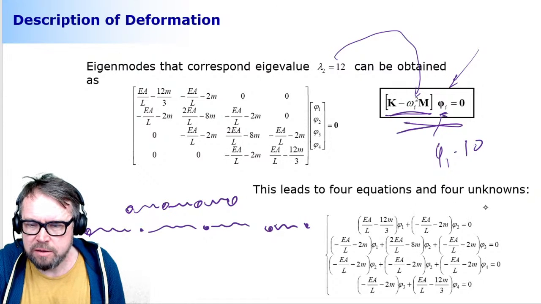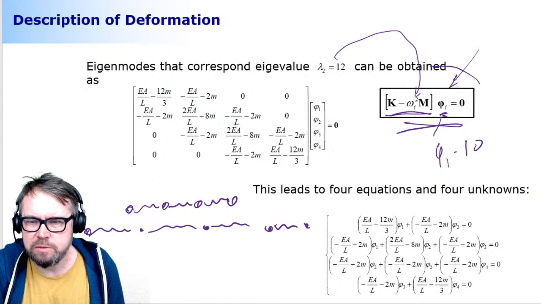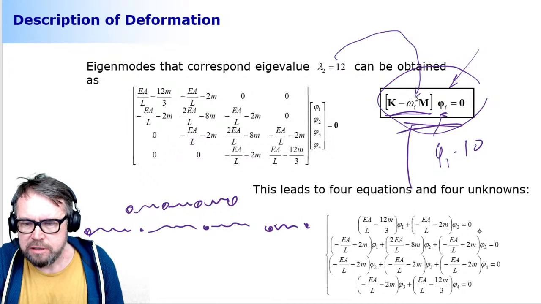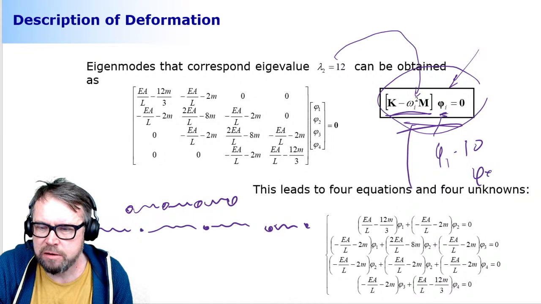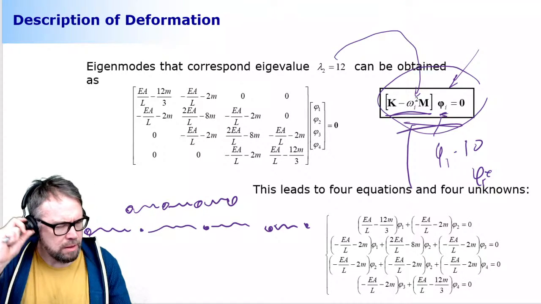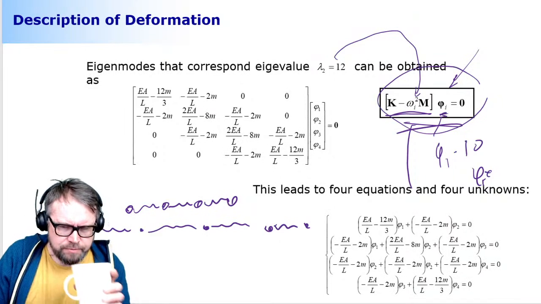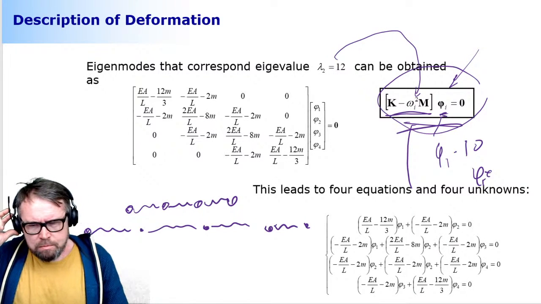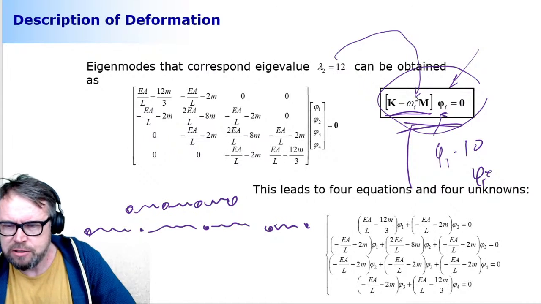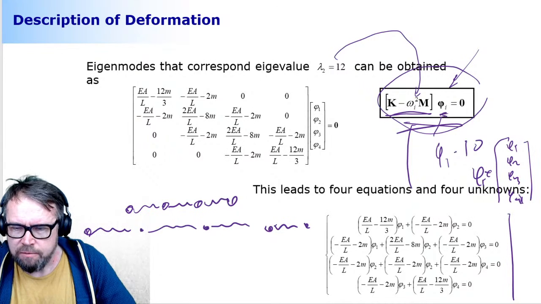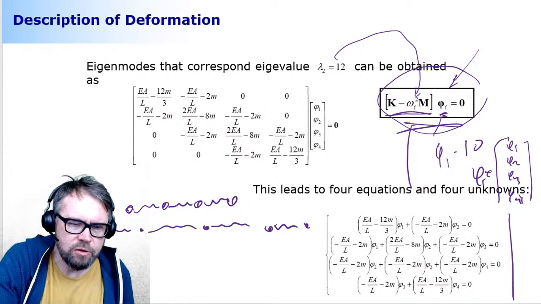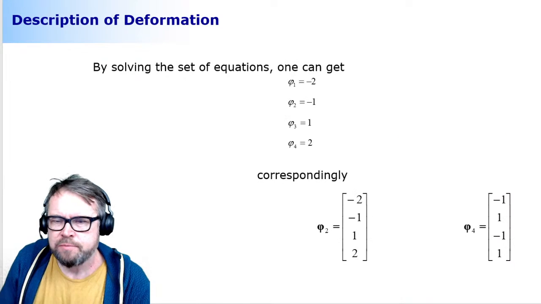Okay, when I do this mathematical operation, I get 4 equations and 4 unknowns, because this vector here consists of 4 components, because of the 4 degrees of freedom. So 4 unknowns, 4 equations, and when I solve it, this is how it looks.